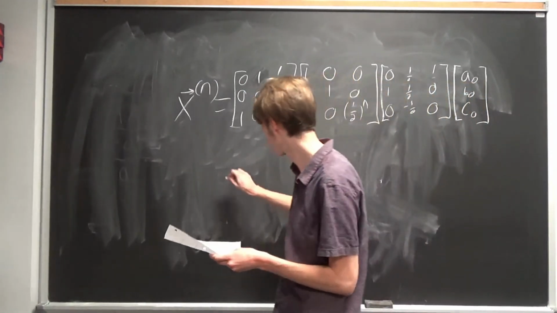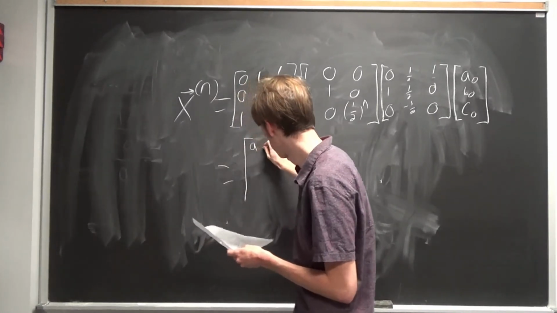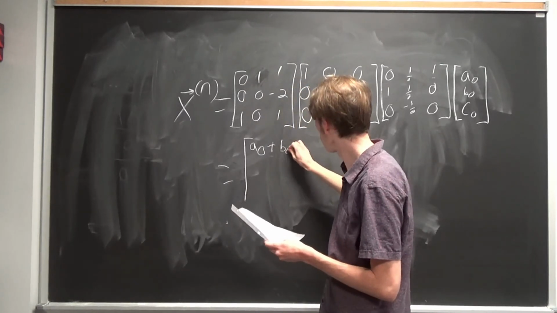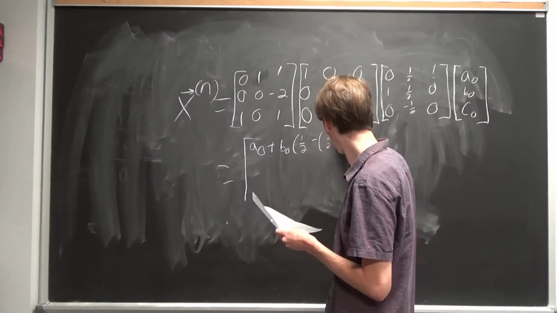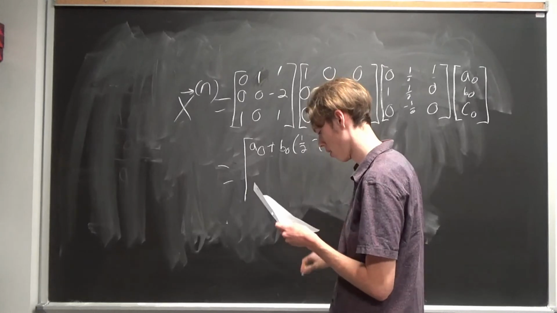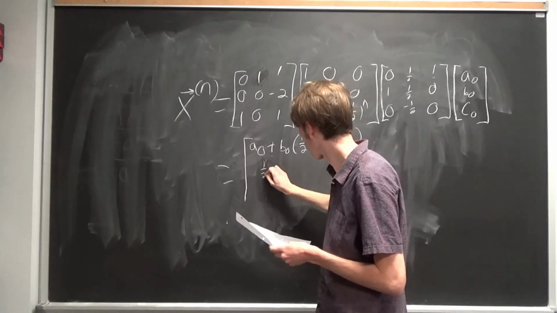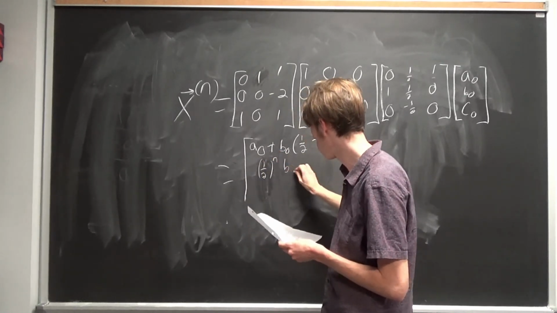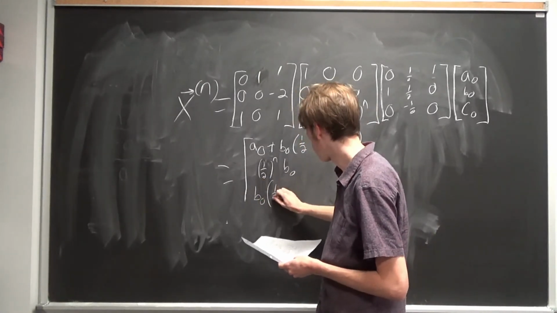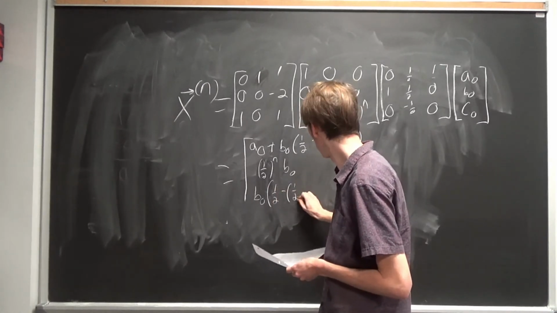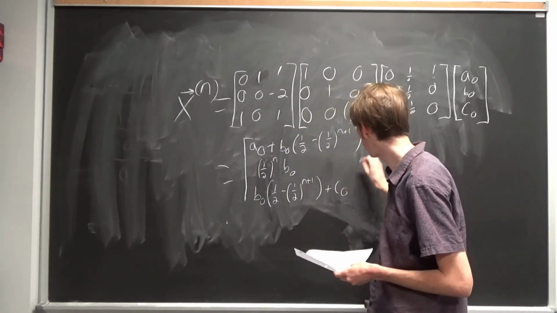Multiplying this out yields the solution vector a naught plus b naught times the quantity 1/2 minus 1/2 to the n plus 1, 1/2 to the n times b naught, and in this last entry we'll have b naught times 1/2 minus 1/2 to the n plus 1 plus c naught.